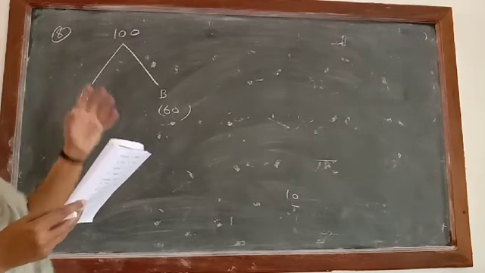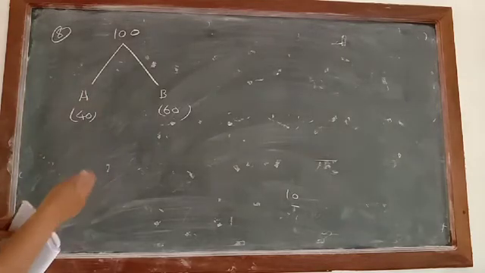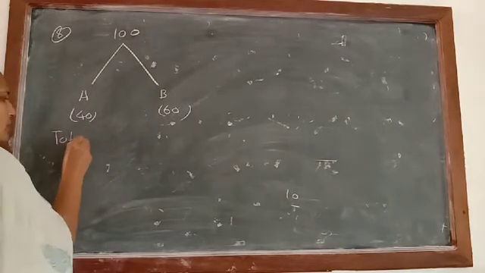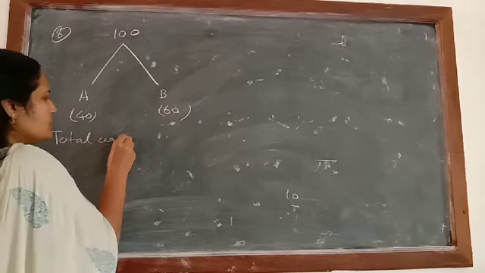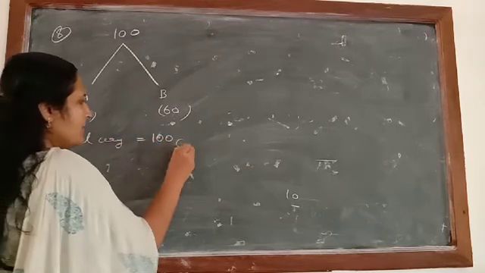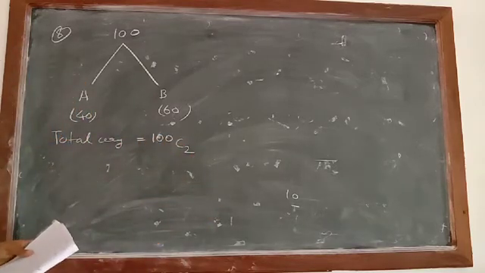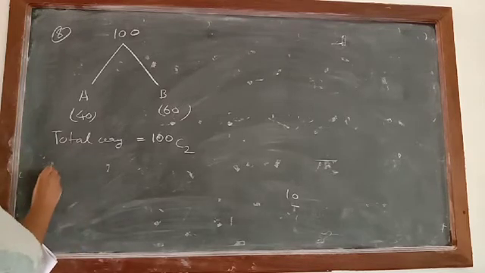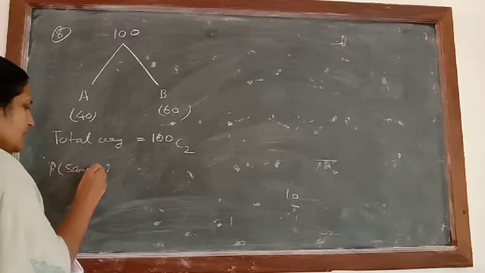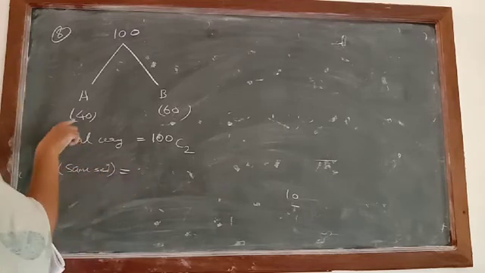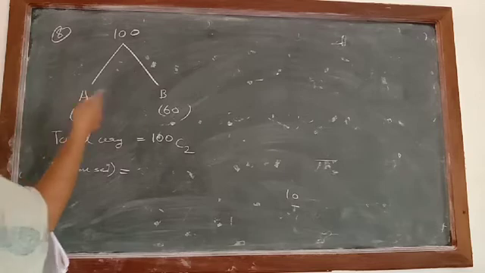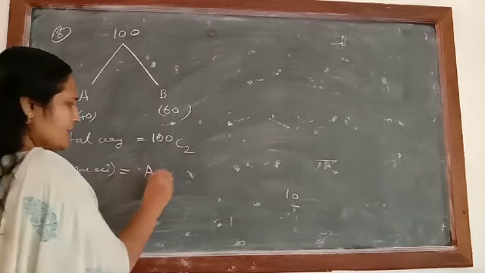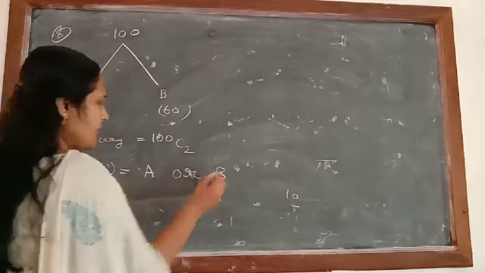So first, before selecting the other students, we can select those 2 students. What will be the total possible ways of selecting 2 students? Yes, the total ways of selecting 2 students will be equal to 100C2. Okay, so now my condition is that me and my friend should be in the same section. So either we both are in section A or in section B.